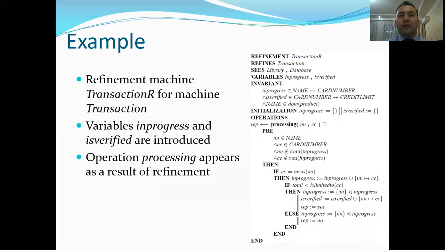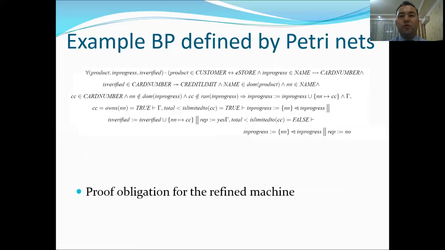We can now develop a refined version of the abstract transaction machine, which is shown on this slide. A refinement of this machine introduces a new set of variables, in progress and verified. Both sets are initialized to be empty. The linking invariant defines these variables along with the relationship between abstract and refined states. Refinement also provides the definition of operation processing. The proof obligation of the refinement machine is shown on this slide. It's a bit longer because it covers the refined machine.